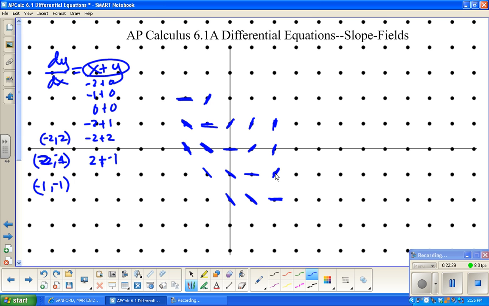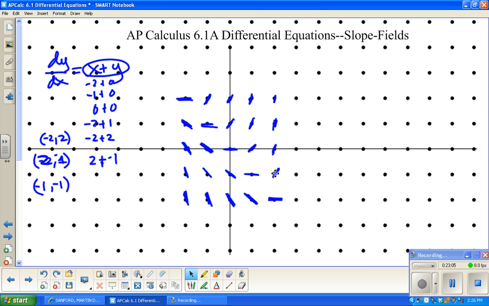Okay, at -2, -1, the steepness will be -3. And at -2, -2, the steepness will be -4. So it's hard to see the distinction, but here's the slope of 0, -1, -2, -3, -4. They're getting steeper as we go that way. All right, let's finish the top. 0, 2. 0 plus 2 is 2. Okay. 1, 2. Oh, that's going to be 3. This will be 4. Okay, so that finishes that.